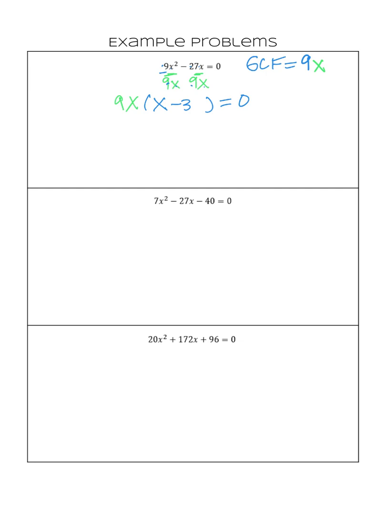So now that we've divided the greatest common factor out, we look at what's inside the parentheses and ask ourselves, is there more work to do because we still have a quadratic?